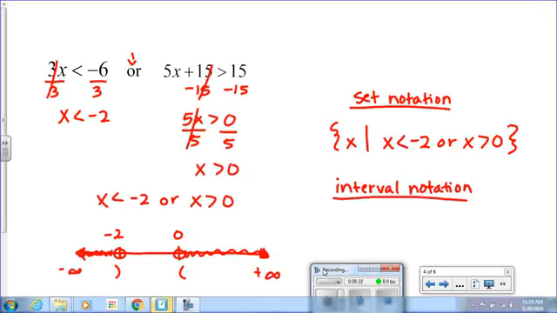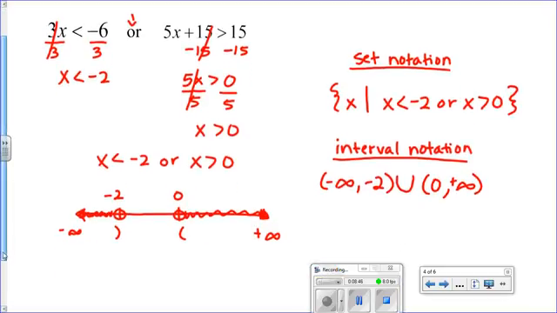So I get two different intervals. I have -infinity to -2, and then I have 0 to +infinity. To connect those, we use a union symbol. So it's kind of just a wide U. That just tells me that I need both intervals, but they are not connected. I have a gap in between. So I have this gap here in between -2 and 0.